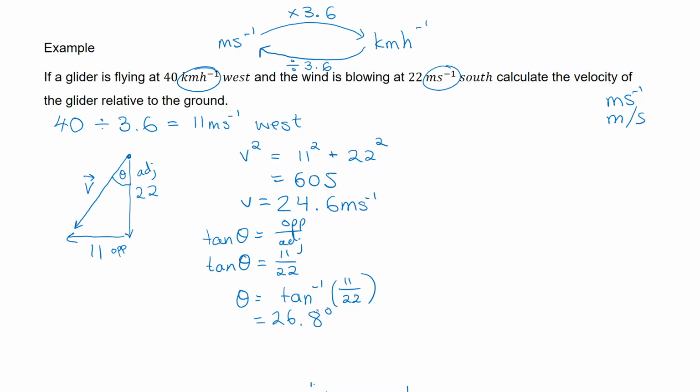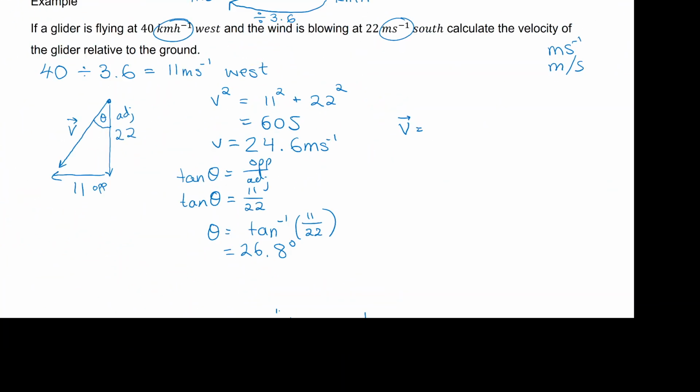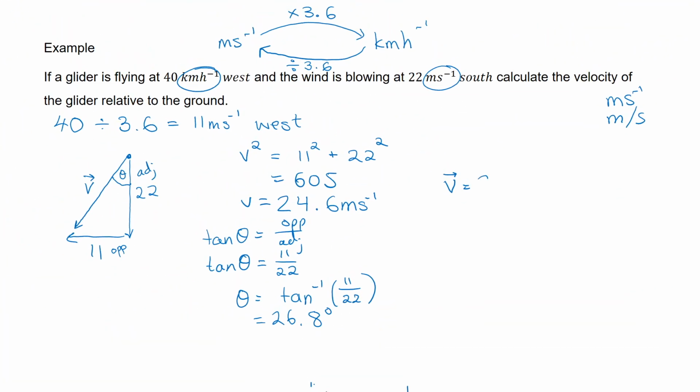Fantastic. So now just to write out the final answer, the velocity with a nice little arrow, which Pete will like. The velocity is 24.6 meters per second, and it's southwest, so south 26.8 degrees towards west. Hooray! Okay, that's that.